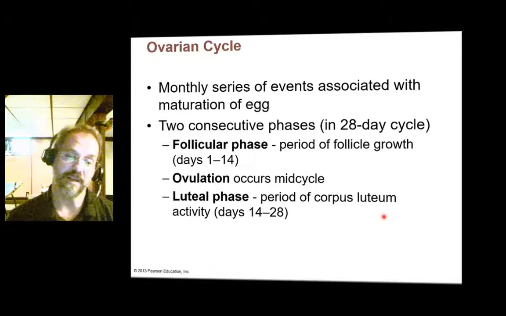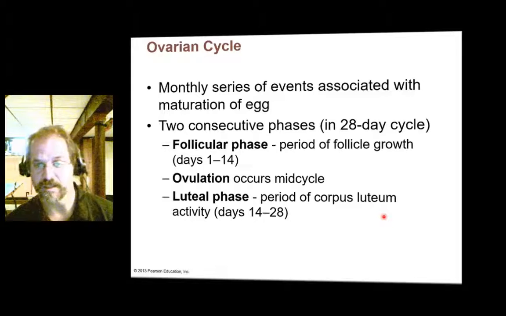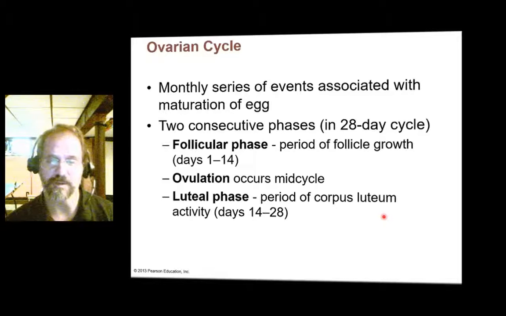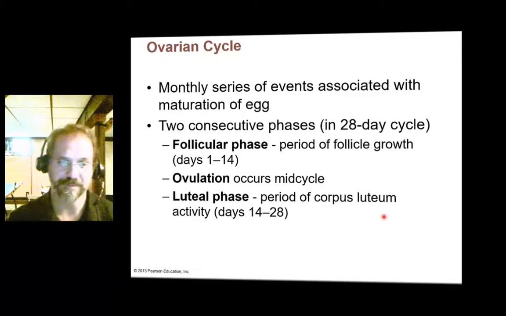And then from days 14 through 28, that's when the corpus luteum is functional, producing the progesterone. And we'll correlate these ovarian cycles to what's going on in the uterus in just a little bit.